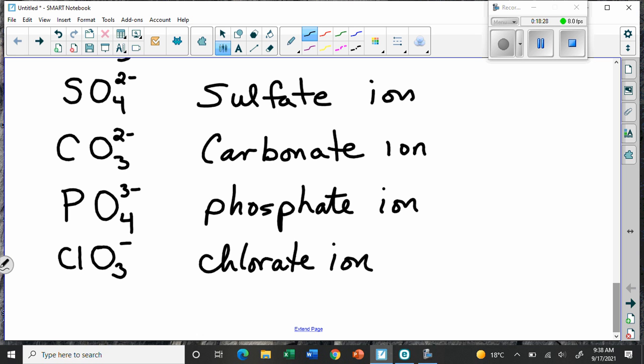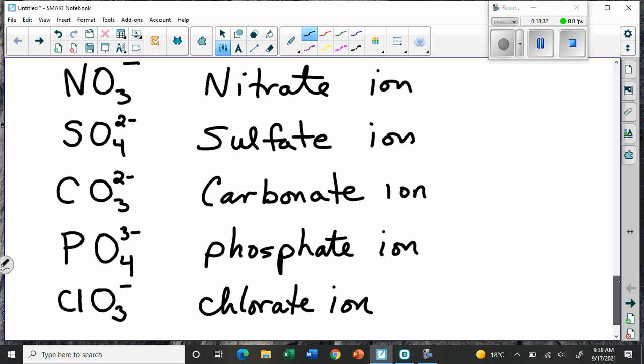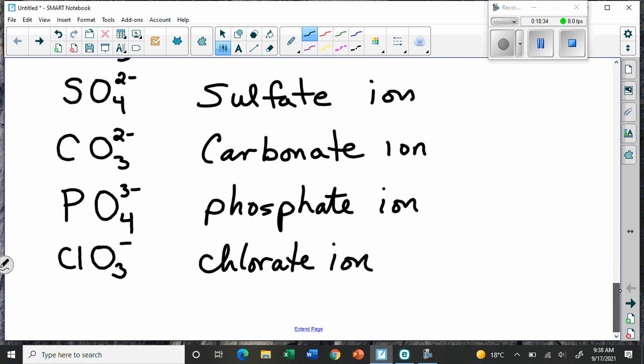Okay, so far we see we've got nitrate, sulfate, carbonate, phosphate, and chlorate. Those are some of the most common ones. There are many more, and I have a chart that I'm going to give you. Let me just have a quick look there. I think those are a good starting point for us. We'll learn the rest later. So we'll start with these 5.